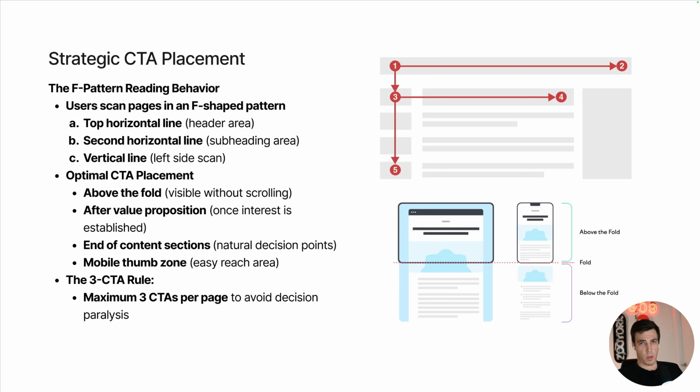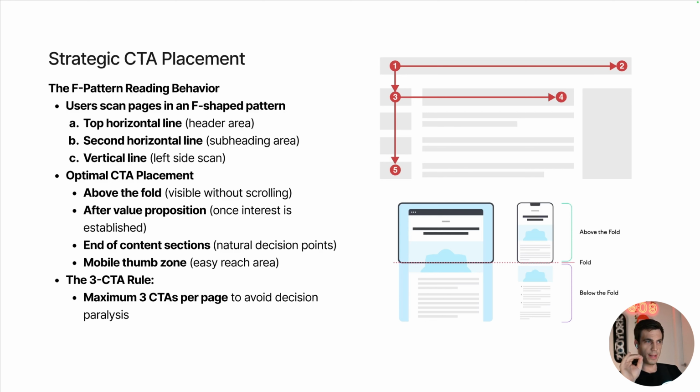The optimal call to action placement would be to make sure that it's above the fold so the user doesn't have to scroll. It should be after your headline where your value proposition is once you've already established interest. And you're going to want to make it at the end of the content section, which is basically where your eyes will naturally go when it's ready to make a decision. We're going to go over this in a little bit more detail, but you want to make sure that it's in an easy to reach area on mobile devices.